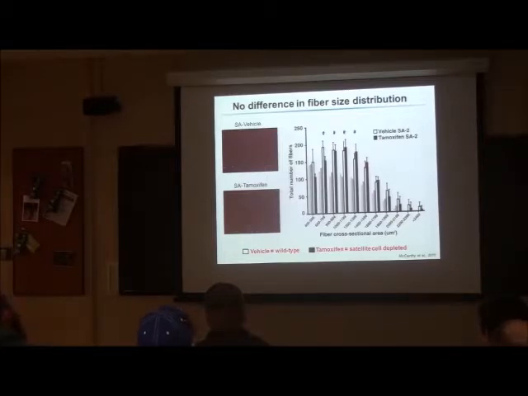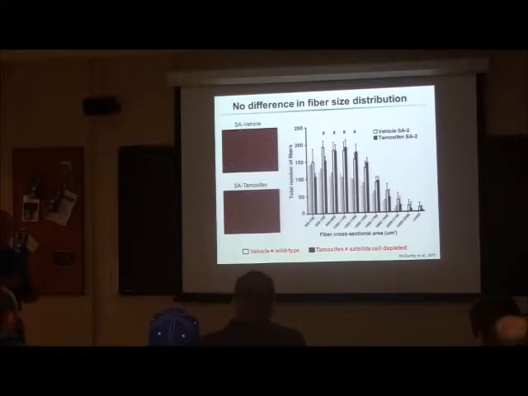But in any case, what I really want you to see is that we binned the fiber sizes based on the cross-sectional area. And this just shows you that there's no difference. Just focus on the open and the closed bars: there's no difference in the increase in the size of the fibers between vehicle and tamoxifen.